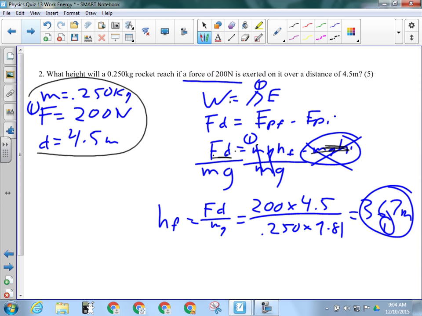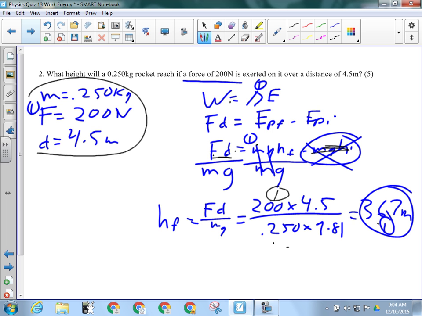Mark for plugging in numbers here. Give them a mark if they plugged in the numbers correctly, because we're short a mark there somewhere. And then the final answer is that it should reach a height of 367 meters. Questions on number 2.